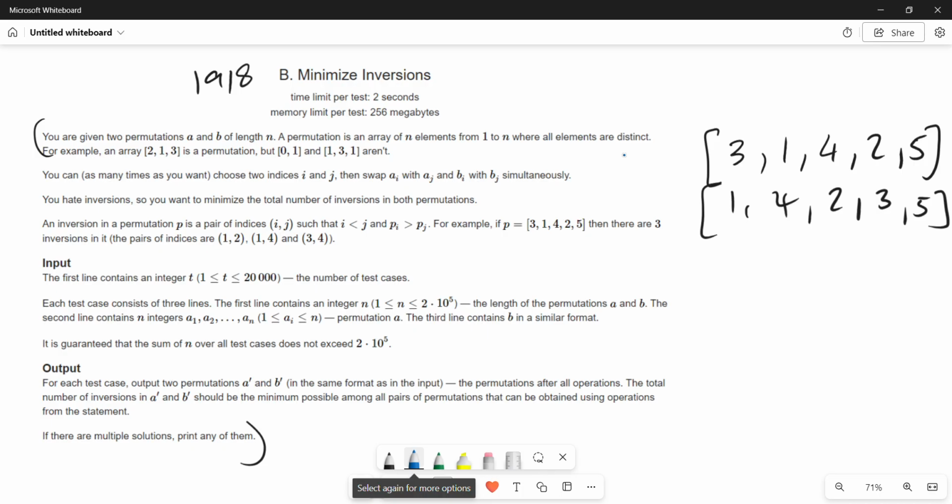Why? Because if you take any two non-adjacent elements and swap them, you will be increasing and decreasing inversions that will be very hard to track, and we don't want that. We want something that's easy to track and that'll also do our job, right?